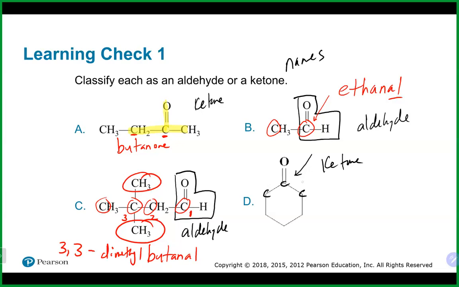Lastly here, that's obviously a 6-member ring, which is based off of cyclohexane, and obviously it's a ketone, so we're going to go with cyclohexanone. Questions on any of those names?